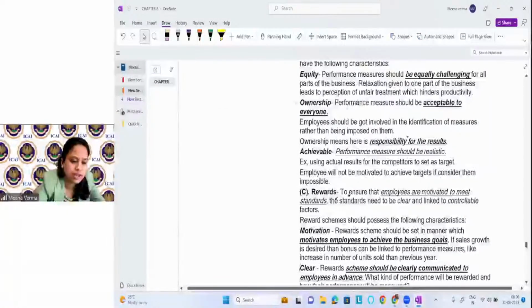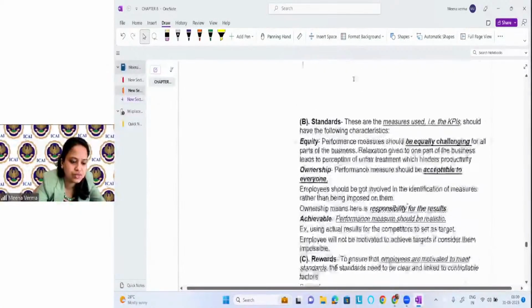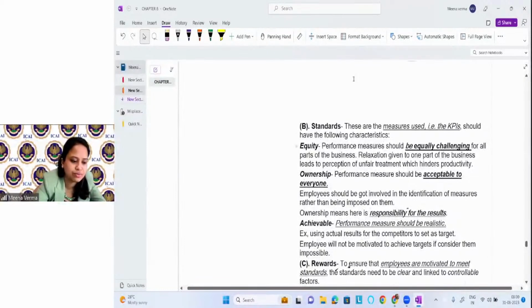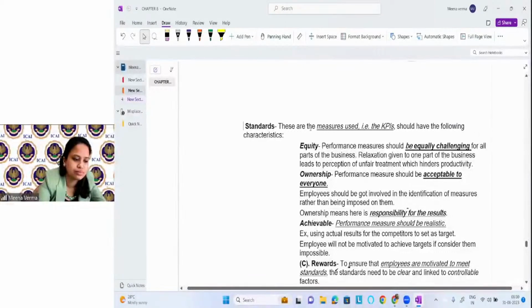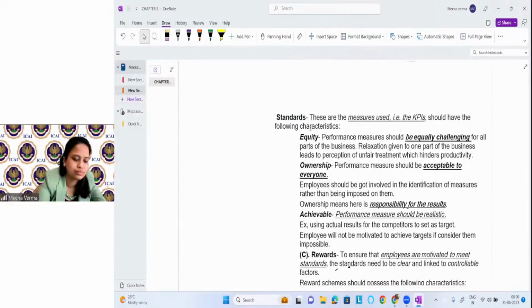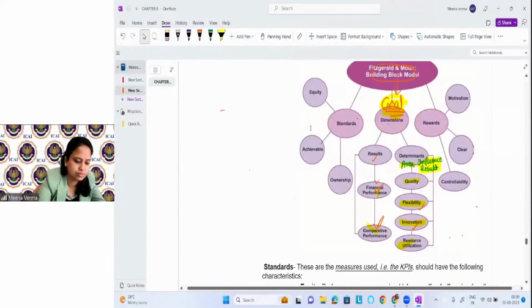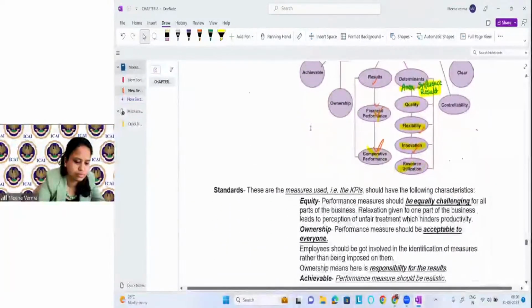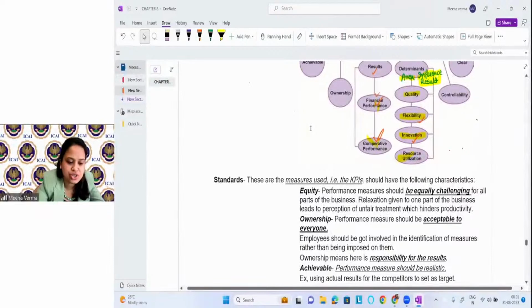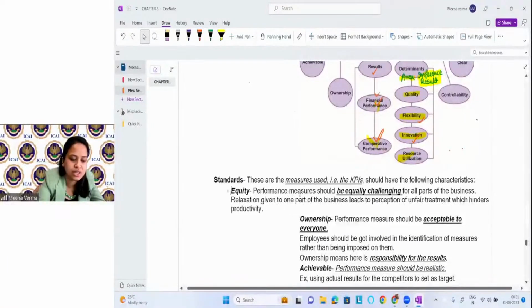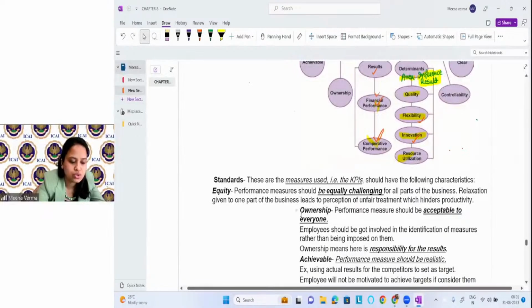Okay. So by this, what we will do, we will see what the standards are now. Standards are measures used, that is key performance indicators used, right? Standards means what? What are the measures the company is having, or what are the key performance indicators the company is having, right? Okay, so first is equity.